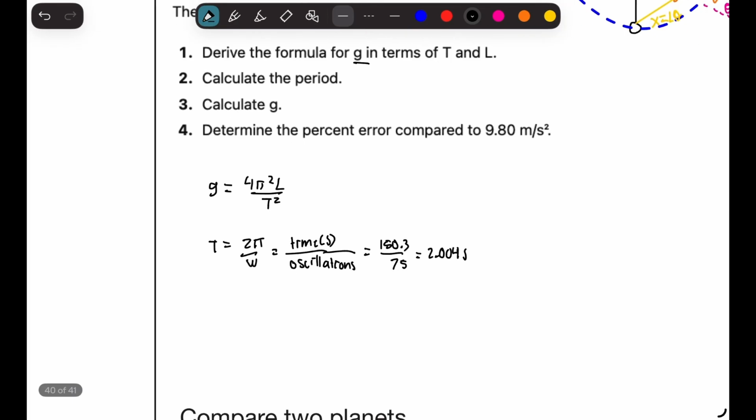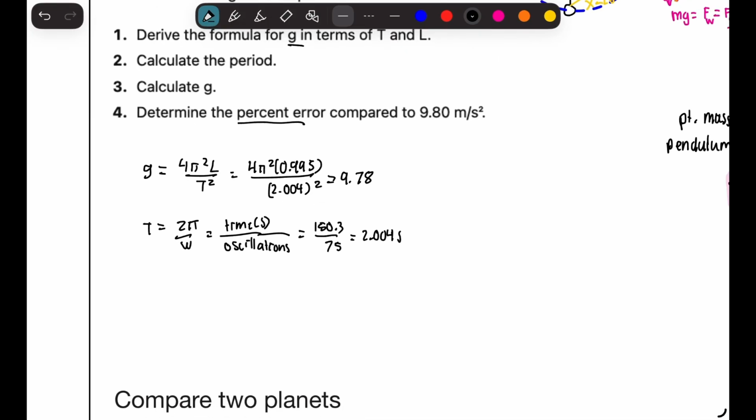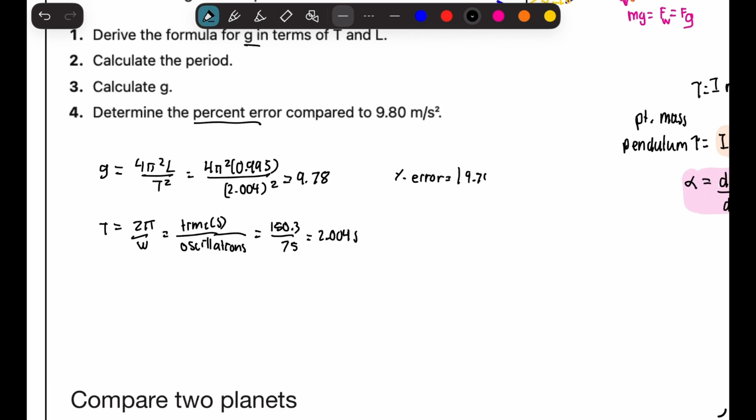Now let's calculate g using our formula that we found. That's 9.78. Now, after this, we can use percent error in question 4. So percent error, the formula for this is going to be 9.78 minus 9.80 divided by 9.80 times 100, and that's equal to 0.20%.